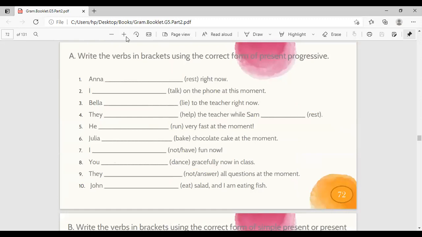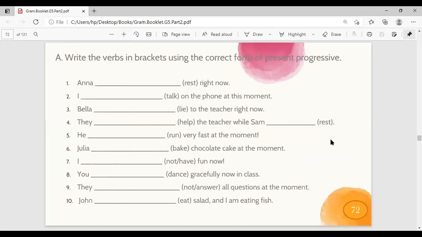Miss, I can't hear you. Okay, 72. Guys, can you hear me or no? Miss, your voice is glitching. Okay, it's due to the internet connection. Is it better now? Because the internet is unstable today. Okay.